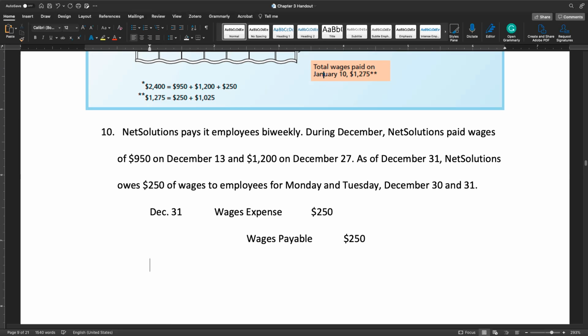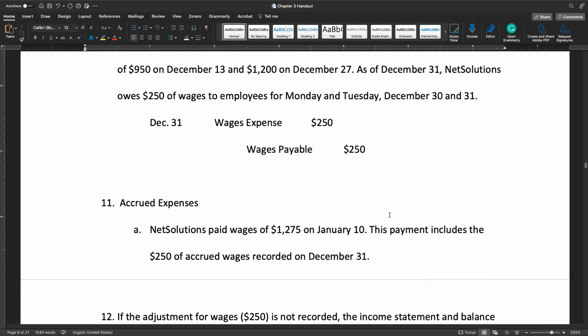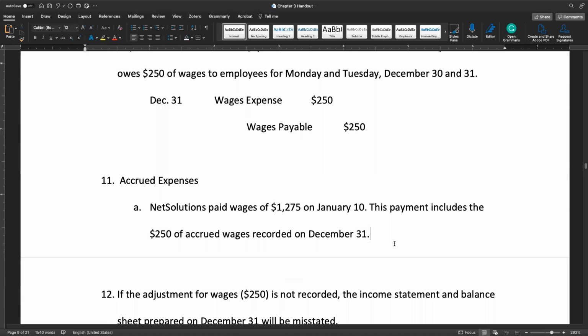And then we don't have to put a description there. We know what it is. It's an adjusting entry if you want to put a description. The other side of this is we have to know what's going to happen when we actually pay them.